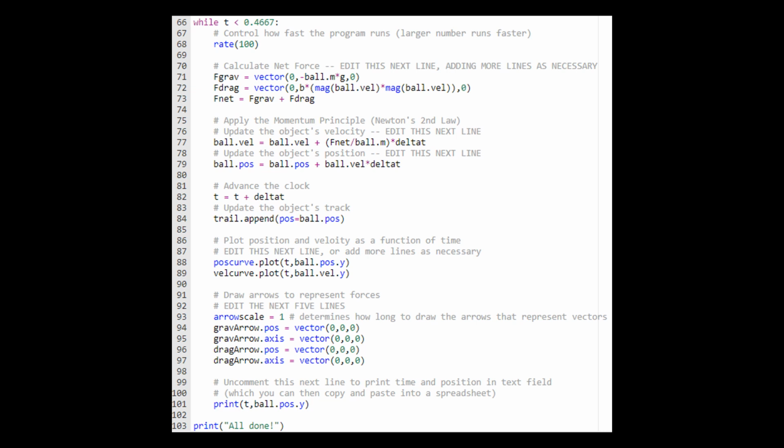So for the force of gravity, it's just negative mass times g in the y direction. And then for the force of drag, it's the b, which was the air resistance coefficient, times the magnitude of the velocity squared, which is going to work in the positive y direction.